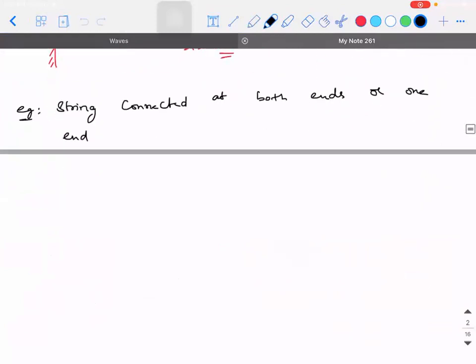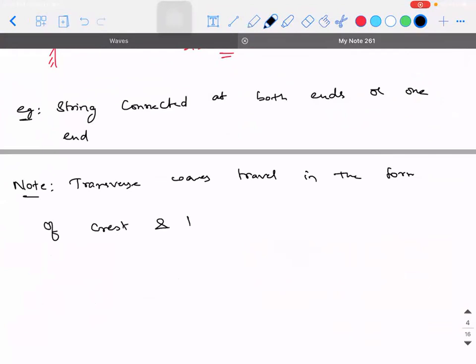An important note to be made here: write it down. Transverse waves travel in the form of crest and trough.